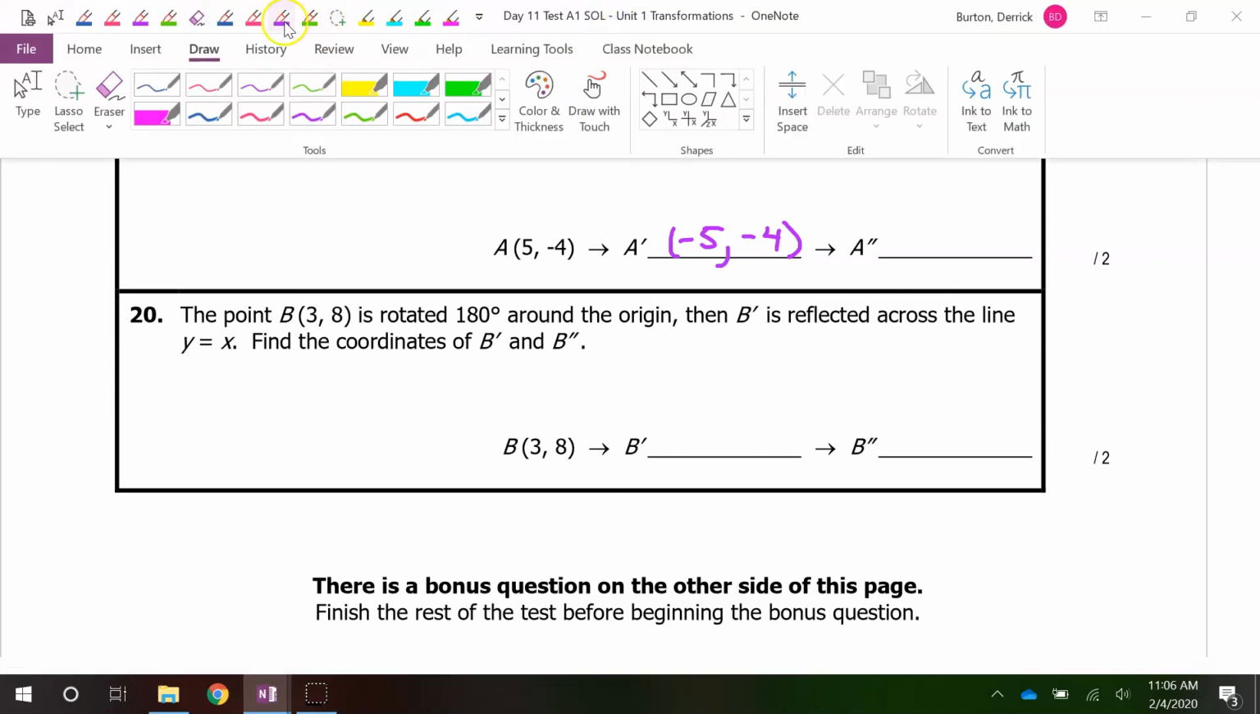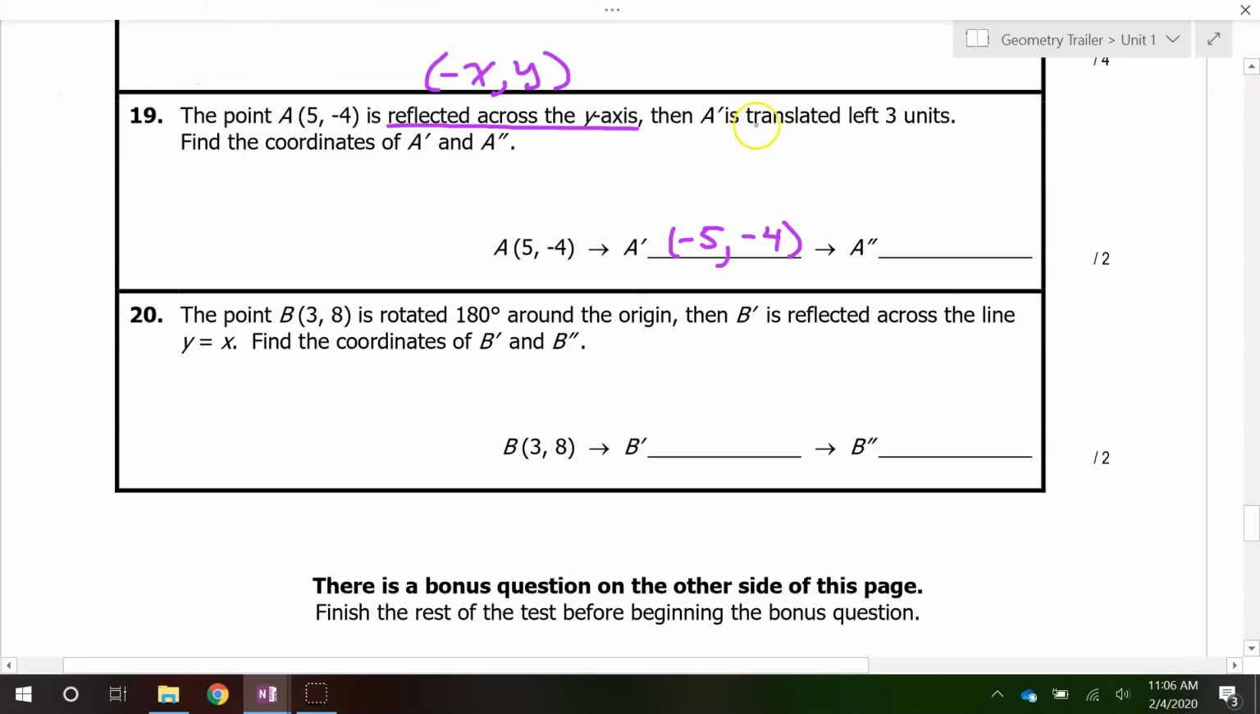Now we're going to translate left 3 units. Well, left 3 units would be x minus 3 and leave the y alone. So I'm going to do x minus 3 and leave the y alone. -3 and -5 make -8. And then I still have the -4. So that is the final answer.